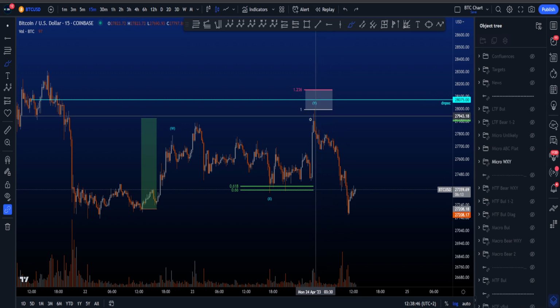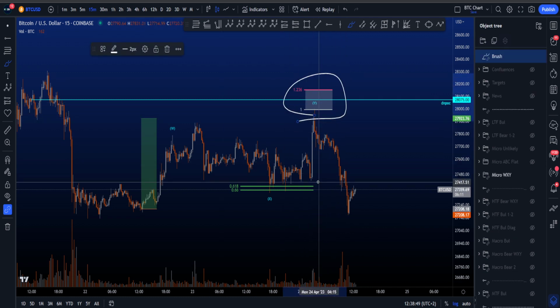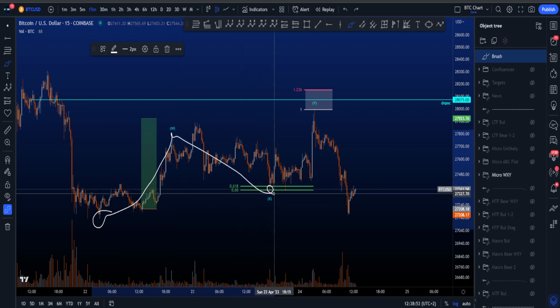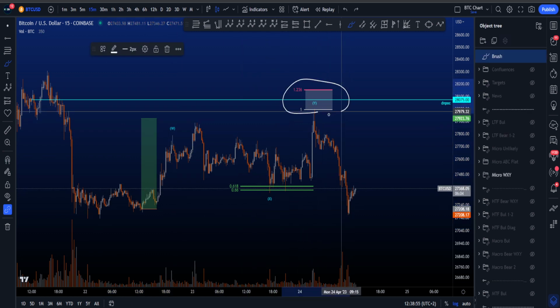Now in this particular scenario, we reached the most common target for a wave Y, which is pulled from the low over here to the high of W to then the low of wave X, which is the 1 and the 1.236 over here.